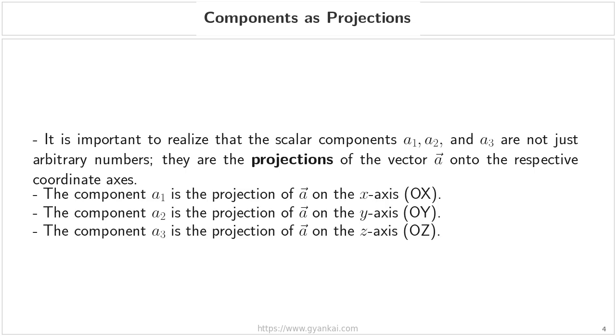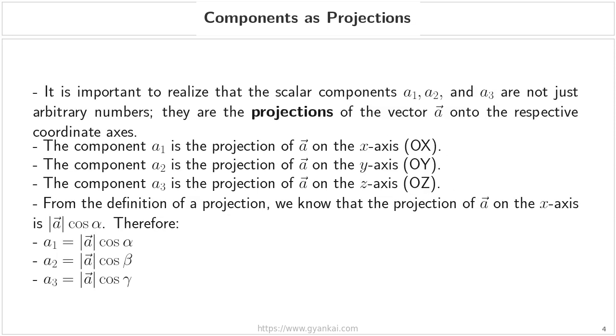To visualize this, think back to our previous discussion on projections. The component a sub 1 is specifically the projection of vector A onto the x-axis, which we call Ox. Similarly, the component a sub 2 is the projection of vector A onto the y-axis, or Oy, and the component a sub 3 is the projection onto the z-axis, or Oz. Now let's connect this to the trigonometry we just saw in the previous slide. From the very definition of a projection, we know that the projection of vector A onto the x-axis is equal to the magnitude of vector A multiplied by the cosine of alpha.